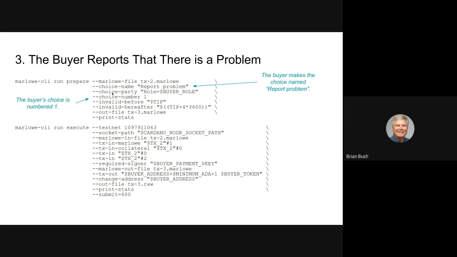The party that's making the choice is the buyer, and they're making choice number one. You could look in the contract and see that's the appropriate number to put there. And everything else is sort of the same. We have these restrictions on when the transaction can run. We have here the UTXOs that are being spent. We want our funds to come back to the buyer and things like that, and it gets submitted. So it's much simpler now.